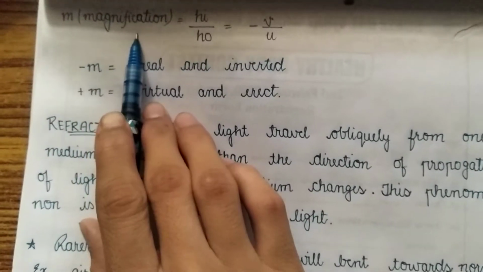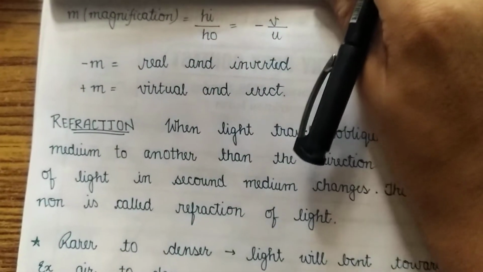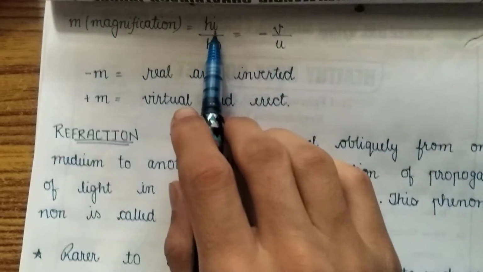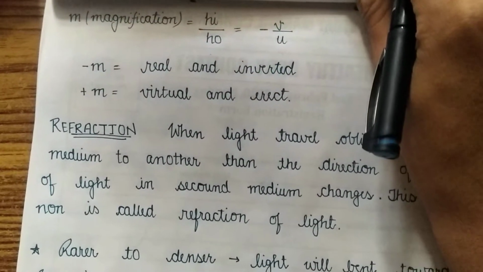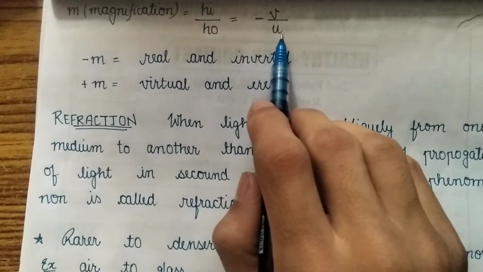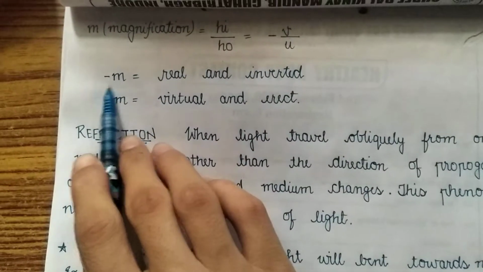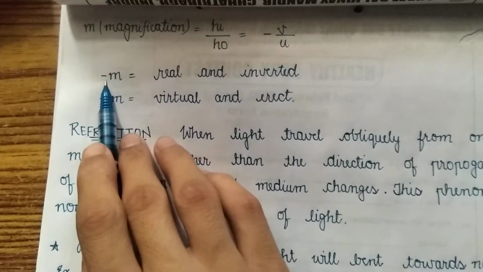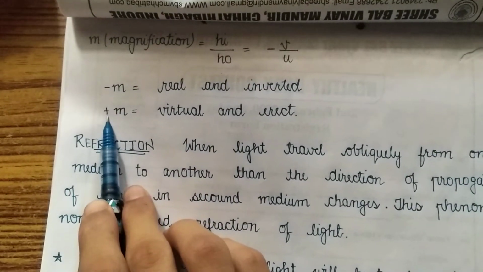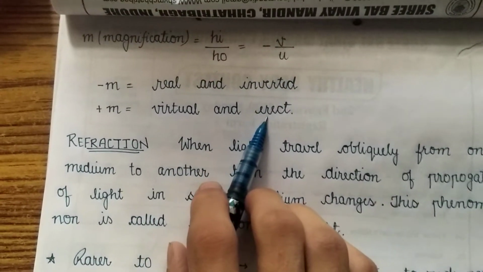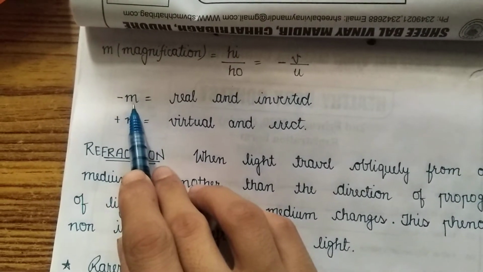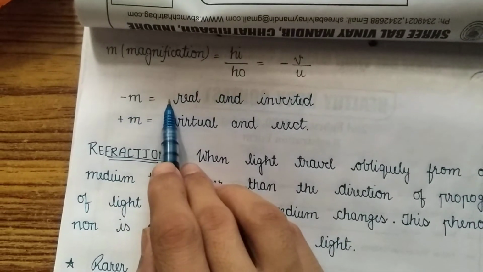Next formula is of magnification. Magnification means how much the mirror will magnify. It is given by hi upon ho, means height of image upon height of object, is equal to minus v by u. V means image and u means object. And this you can also take as a screenshot. If the magnification comes in minus, then the image will be real and inverted. And if the magnification comes in positive, then it will be virtual and erect. This can be learned: this is the magnification for mirror. So magnification is also m, mirror is also m.